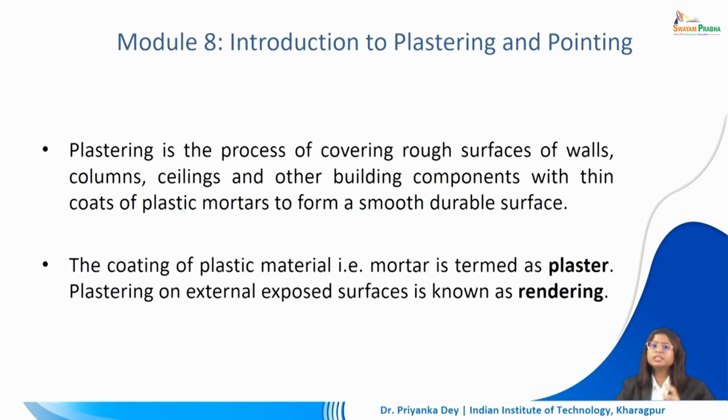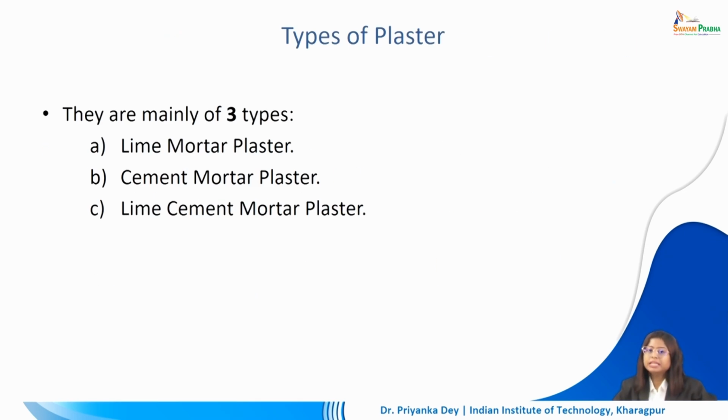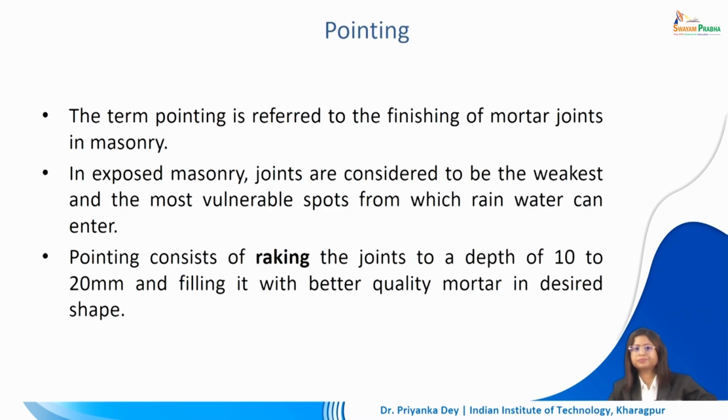So plastering is the process of covering the rough surfaces of walls, columns, ceilings and other building components with thin coats of plastic mortar to form a smooth, durable surface. Now the coating of plastic material, the mortar which is termed as plaster, if this is being done on external exposed surfaces, it is known as rendering. Now mainly there are three types of plasters that we use. We can have lime mortar plaster, cement mortar plaster and lime cement mortar plaster.